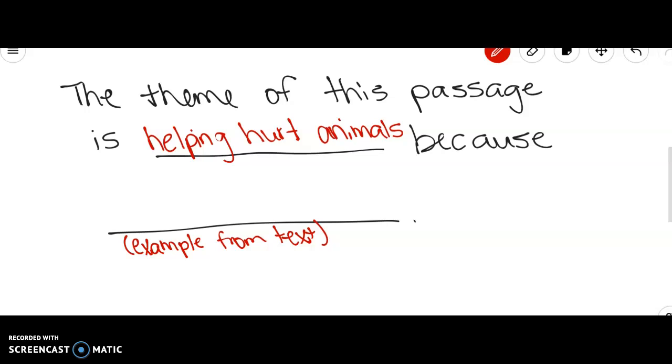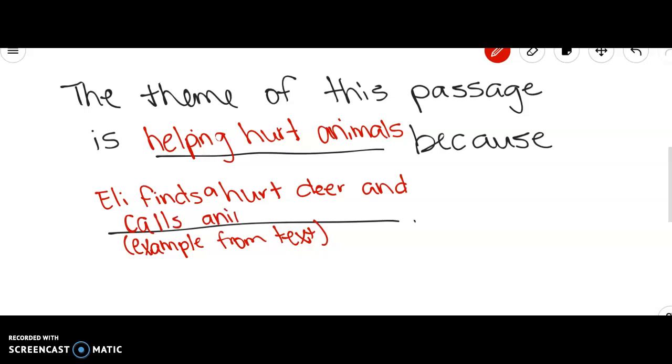So from the text, we know that Eli finds a hurt deer, and calls animal rescue to save it. So that's an event that happened in the passage, and I used my example to support my theme. So altogether, the theme of this passage is helping hurt animals because Eli finds a hurt deer and calls animal rescue to save it.